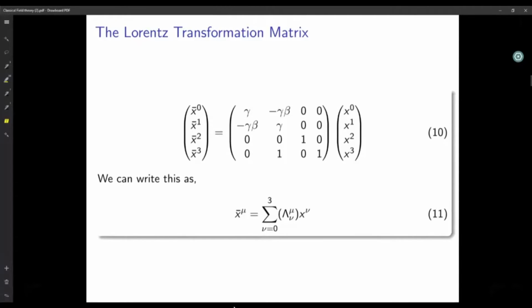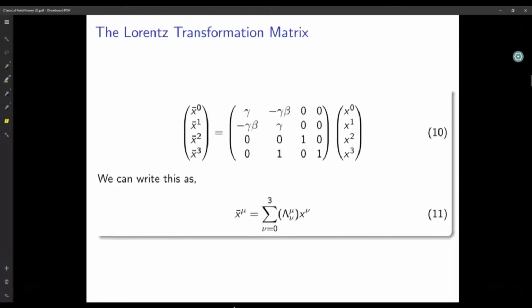Yes. So, the Lorentz transformation matrix. We saw our Lorentz transformation equations there. Is there a way to make it more elegant, or to pack that entire set of equations into one matrix? Of course, it is possible.